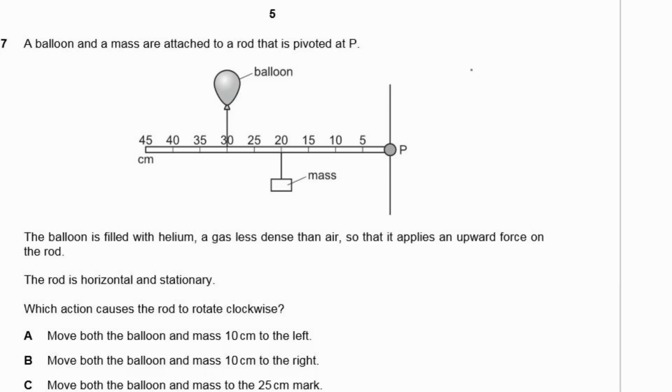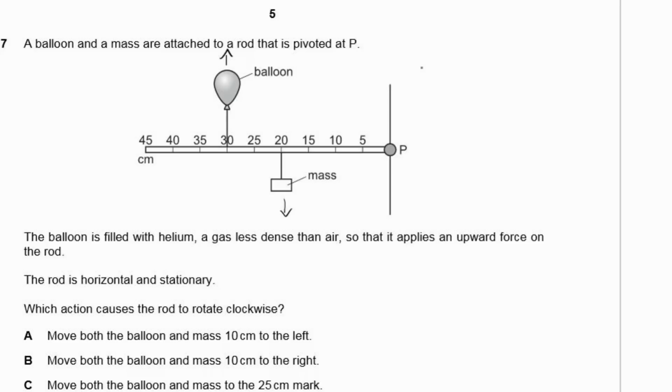A balloon and a mass are attached to a rod that is pivoted at P. The balloon is filled with helium, a gas less dense than air, so that it applies an upward force on the rod. So we get an upward force here and a downward force from the mass. The rod is horizontal and stationary.